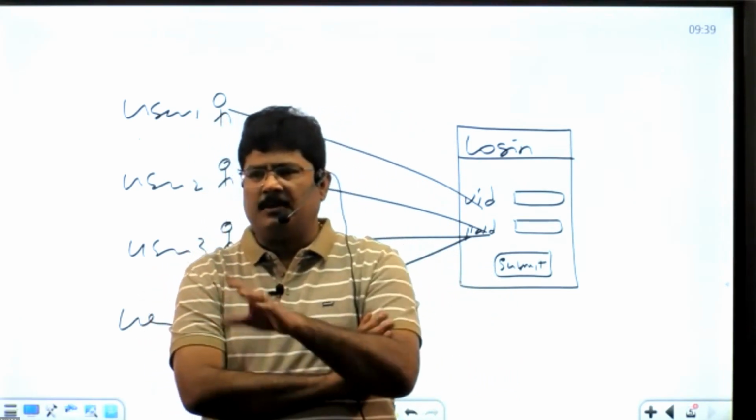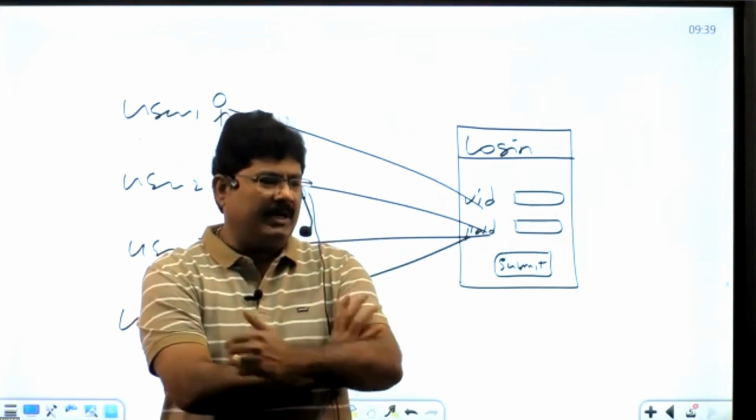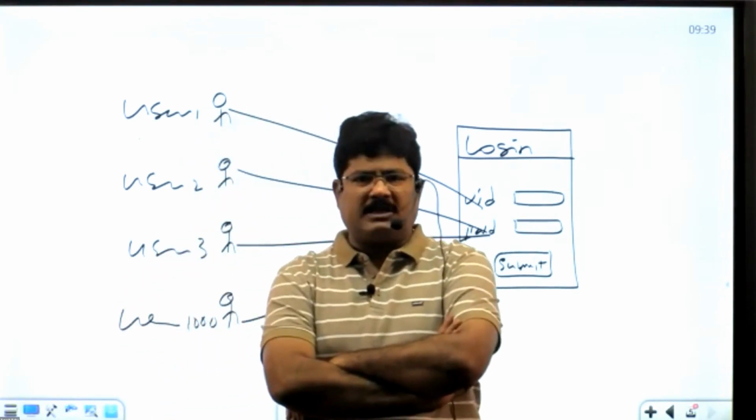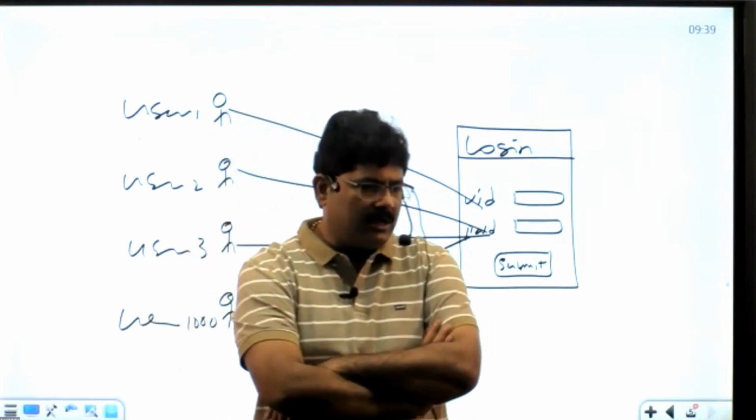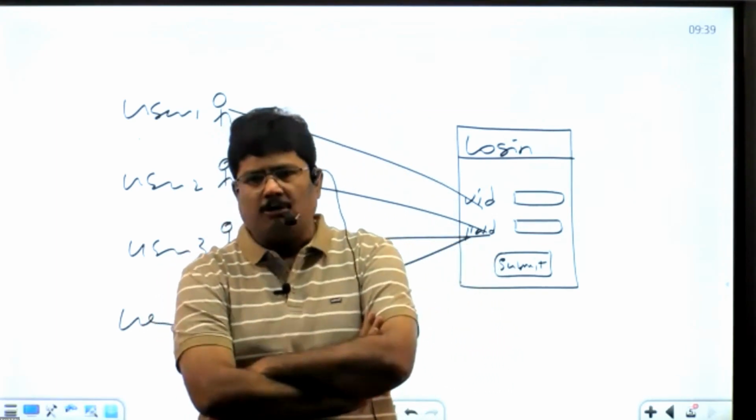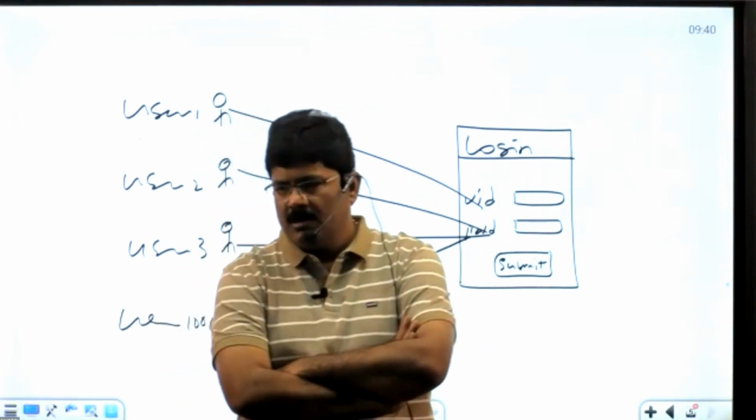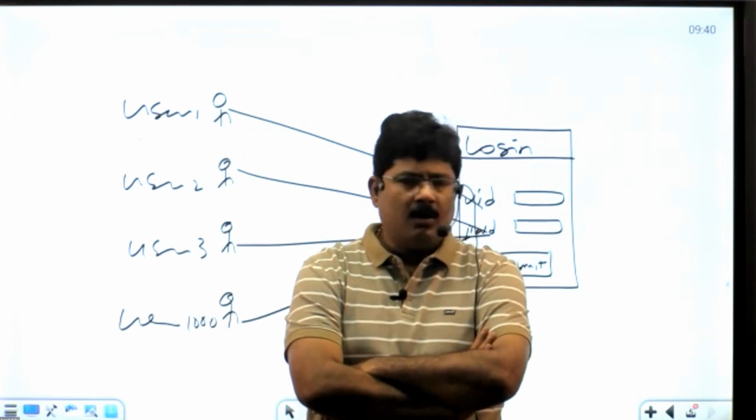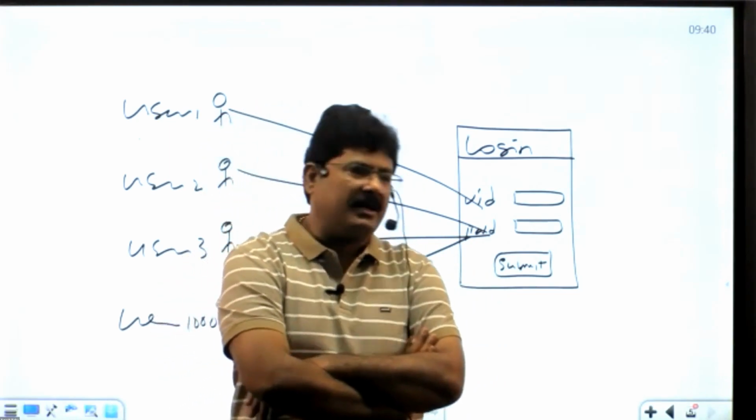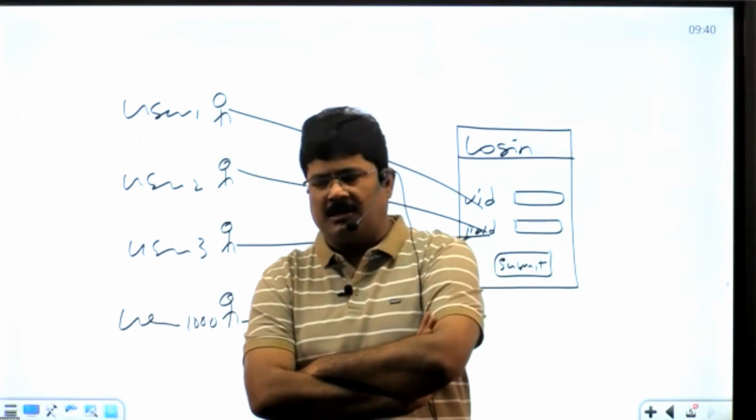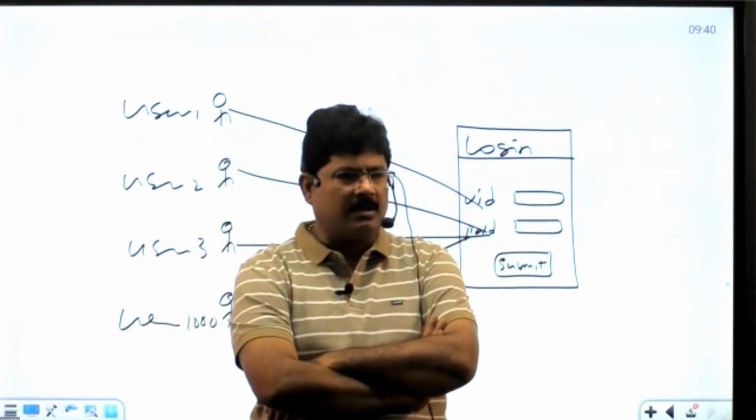Okay? Continuation. If the load is very limited, say for example 40 users, 50 users, 60 users access our product, we do load testing manually. If the load is huge, we automate load testing using tools like LoadRunner, JMeter, etc. Clear about this point, right?